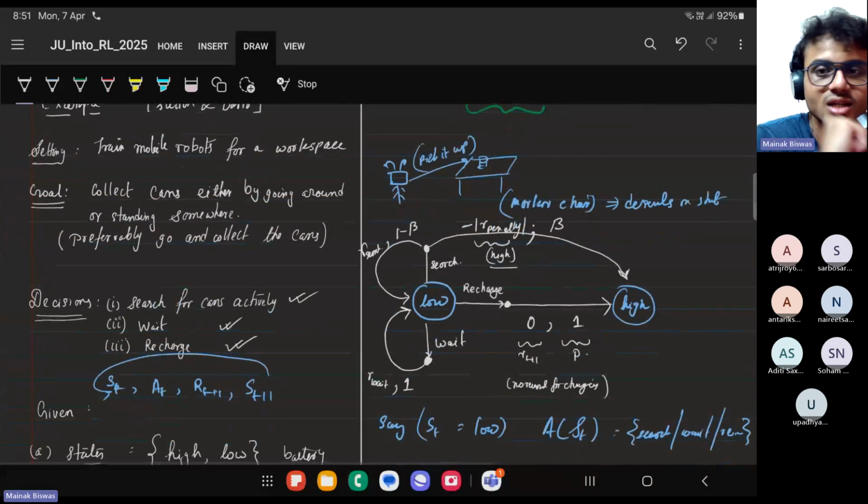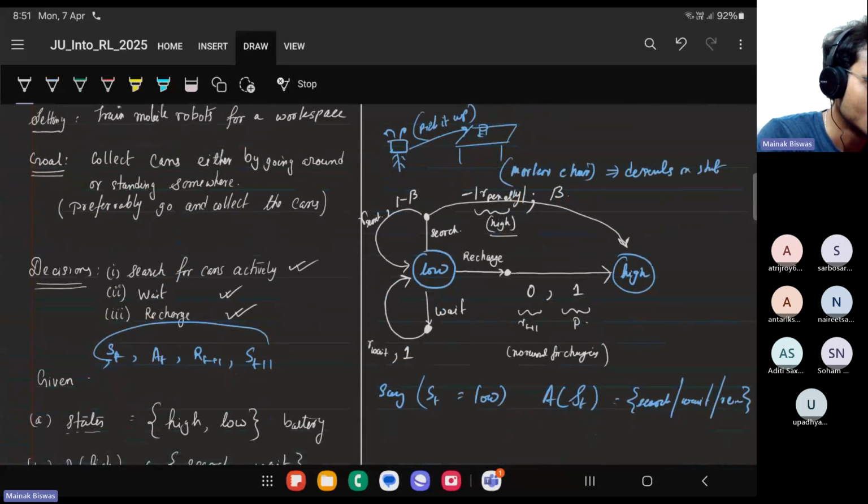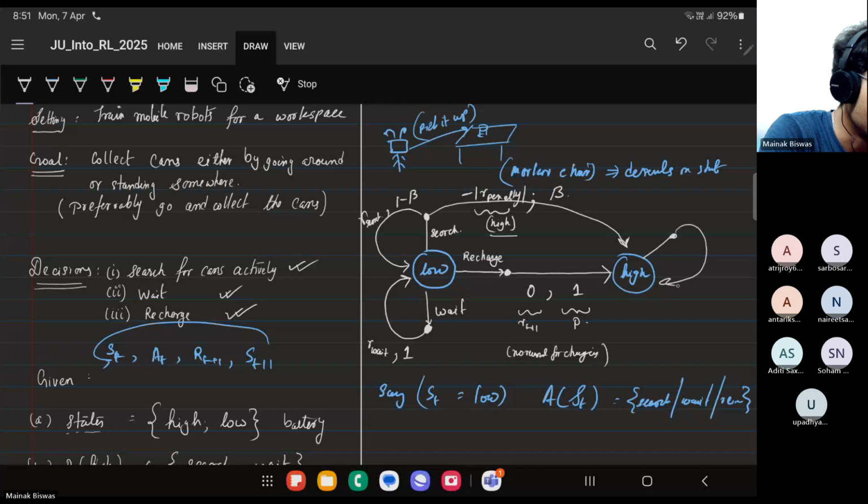Okay, with a high penalty, I will go to state high. So now similarly, I will draw out the states and actions for search for high. So high, what are the actions possible? If you wait, what will happen? If you wait, you stay here with probability 1, and you get reward R wait with probability 1. I'll just go over it quickly.